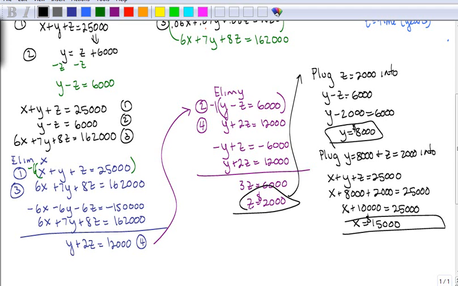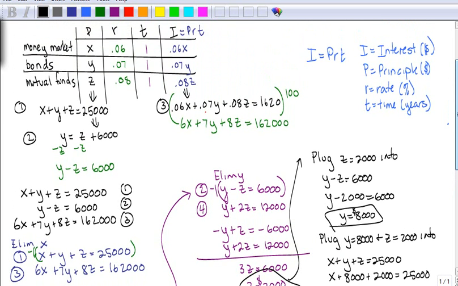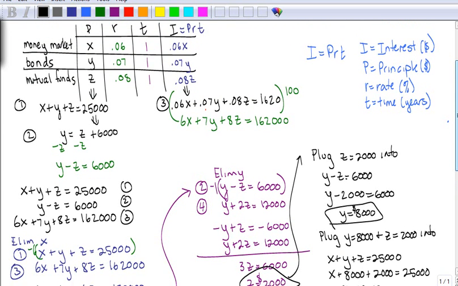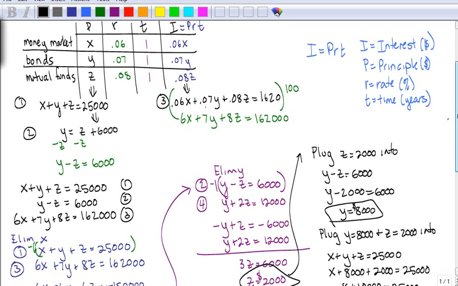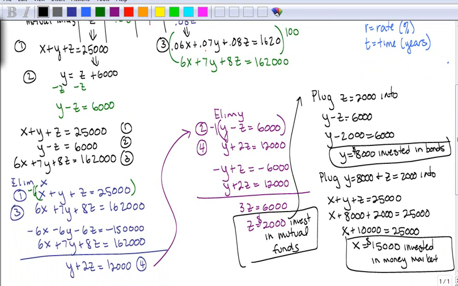That solves our system, and we can see that x is the amount of money that we put in the money market. Y is the amount that we put in bonds from our chart, and z is the amount that we put in the mutual funds. So now we have the solution. And that is it.